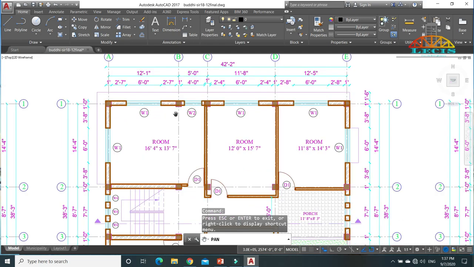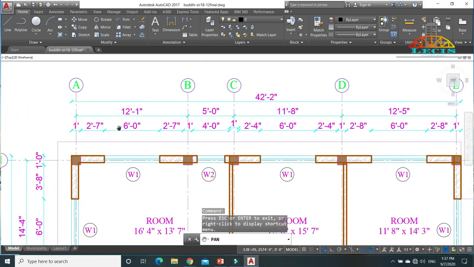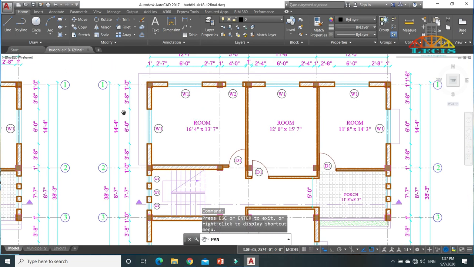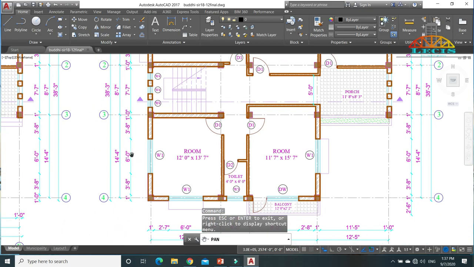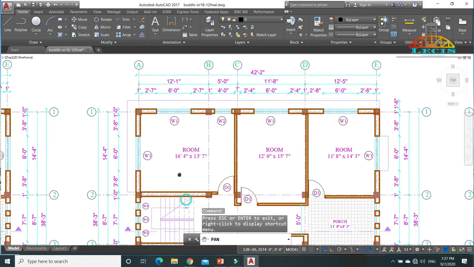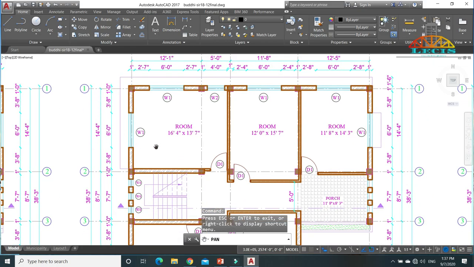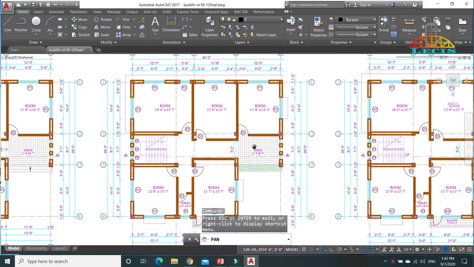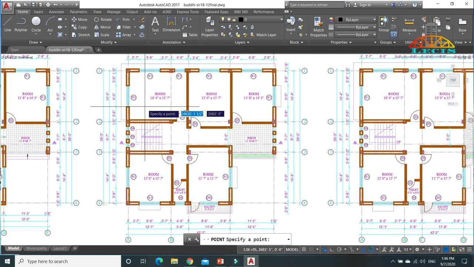So here is the center to center distance between the grids, that is in between A and B, 12 feet 1 inch, 5 feet, 11 feet 8 inch, 12 feet 5 inch. Similarly on these directions you can see 14 feet 4 inch, similarly 8 feet 7 inch, and again this 14 feet 4 inch. So considering both the directions, I have 14 feet 4 inch which has the longest span. In between one grid and two grid, the distance is 14 feet 4 inch. Similarly in between 3 and 4 grids, the distance is 14 feet 4 inch. So for now, the beams which have a span length of 14 feet 4 inch, they are the critical beams.